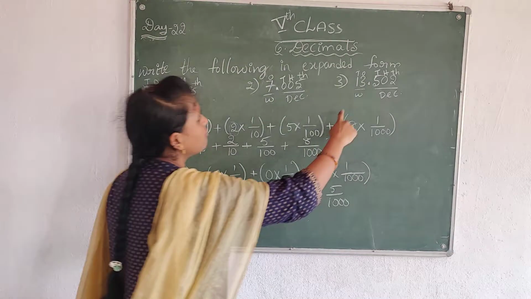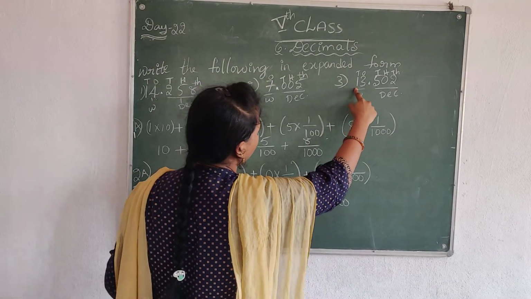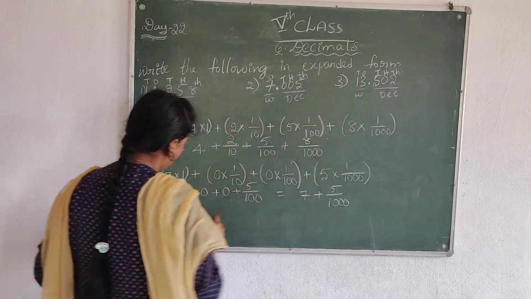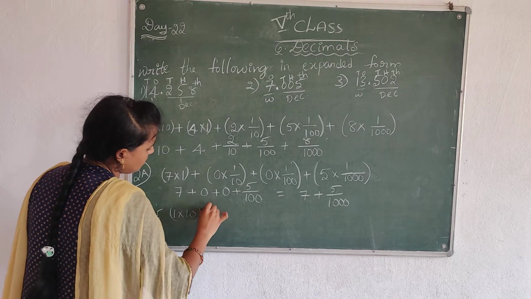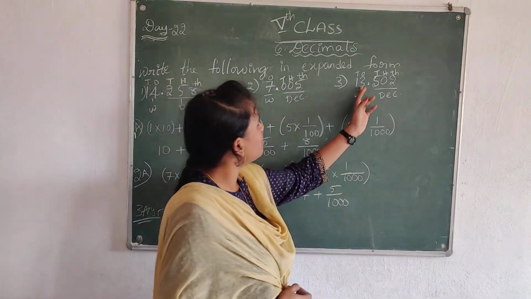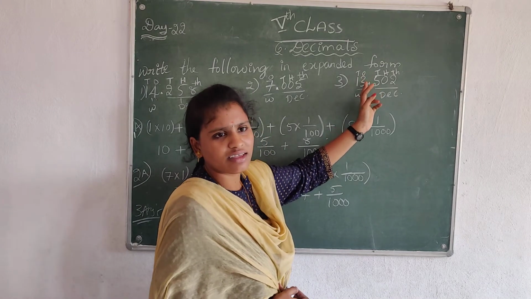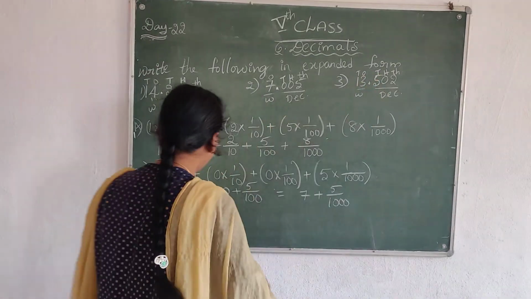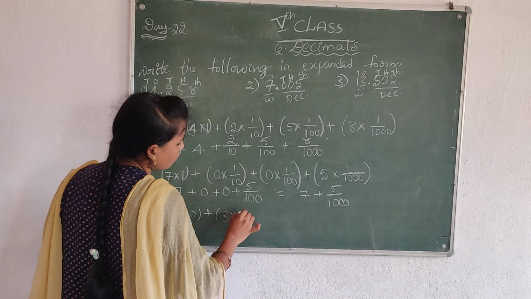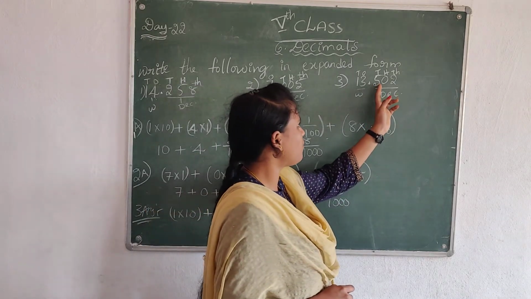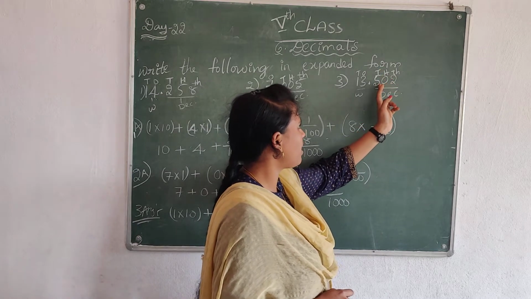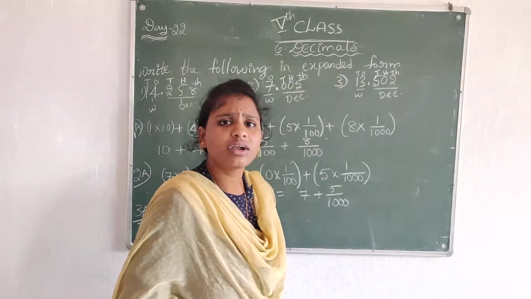Let's see the first place value, that is 1 tens. 1 into 10 plus, what is the next number? 3 ones. 3 into ones means 1. Next, 5 tens. 5 into tens.